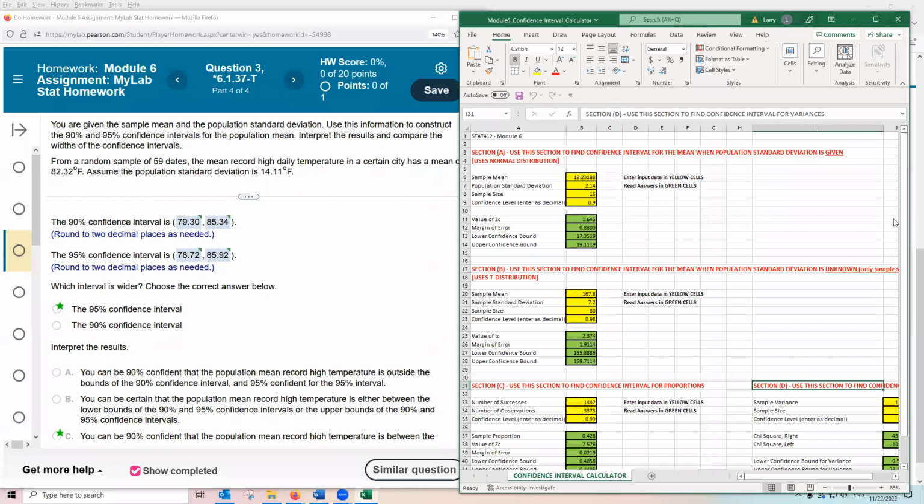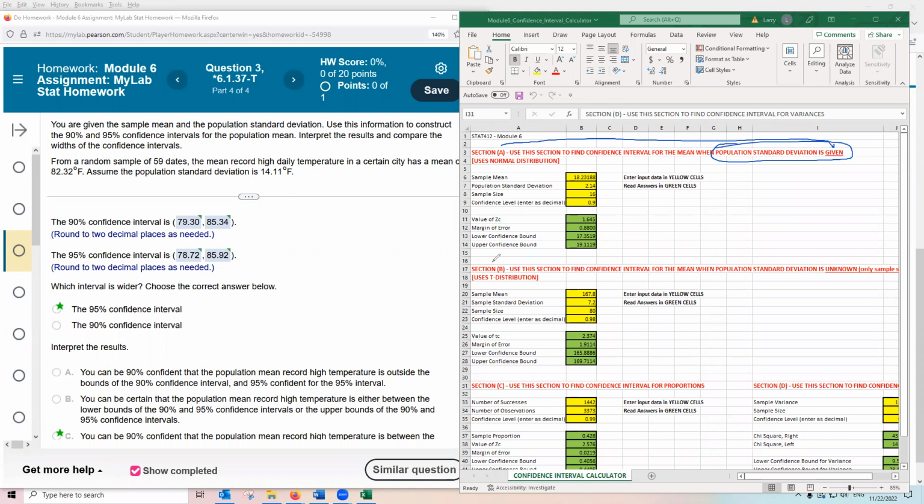Well, if you notice, section A here is to be used when the population standard deviation is given or known. Section B is when the population standard deviation is unknown. You only know the sample standard deviation. So an important part of these questions is to ask yourself, do you know the population standard deviation or do you only know the sample standard deviation?